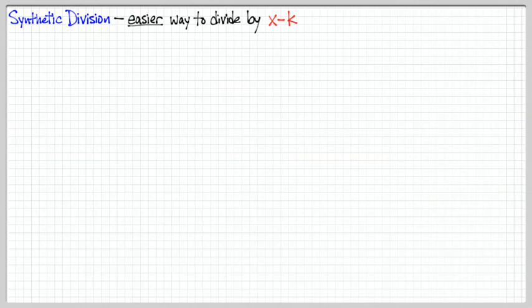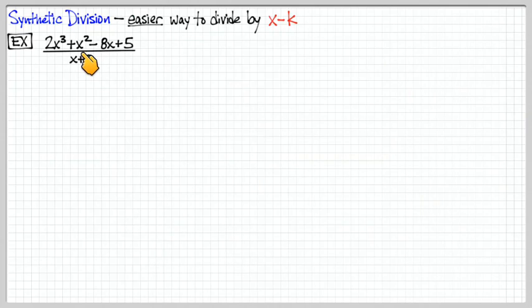Now, that was long division. Synthetic division is a little easier way of dividing, but it only works for very simple polynomials, degree 1 polynomials to be specific. When it's of the form x minus k, we can do what's called synthetic division. So here it is. We have this big polynomial up here divided by a very simple degree 1 polynomial, x plus 3, which we could think of as x minus negative 3. So in this case, k is equal to negative 3.